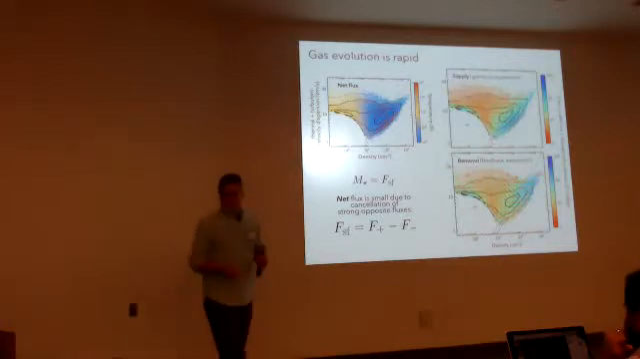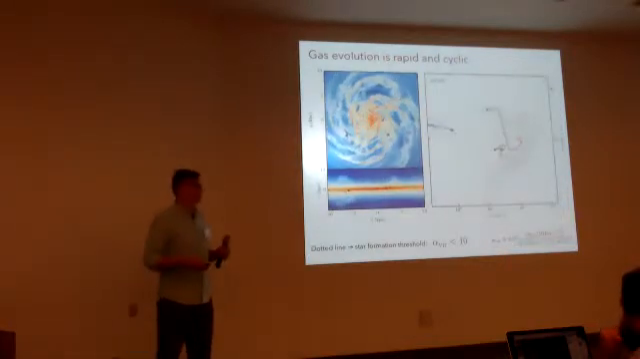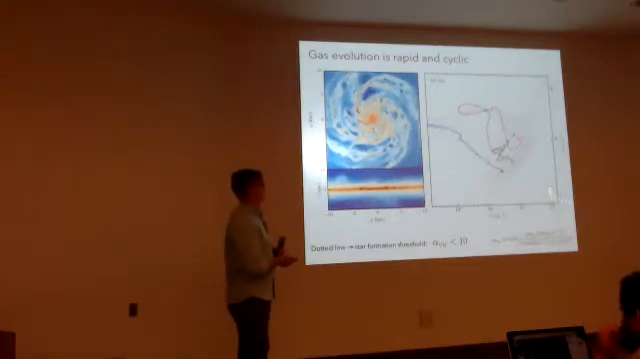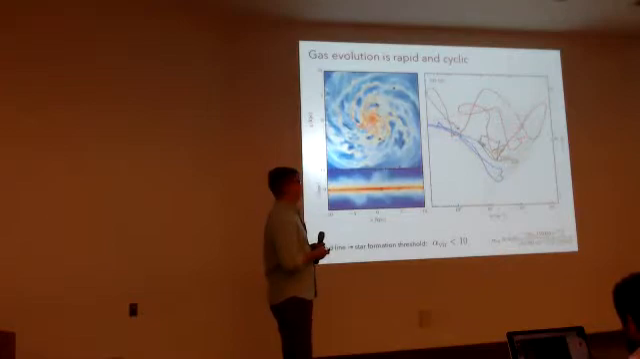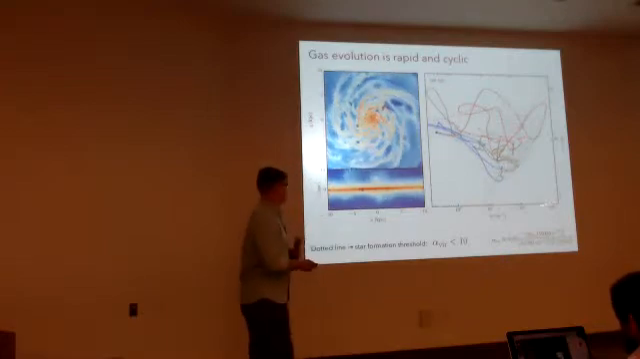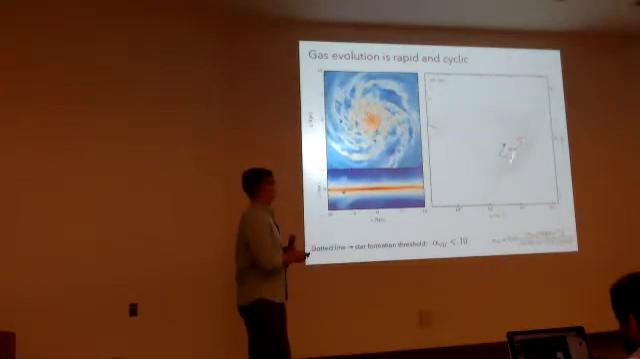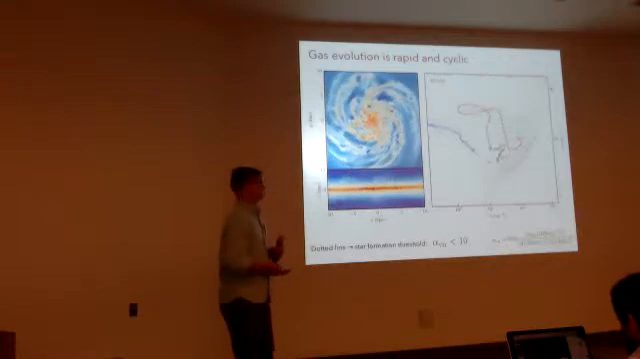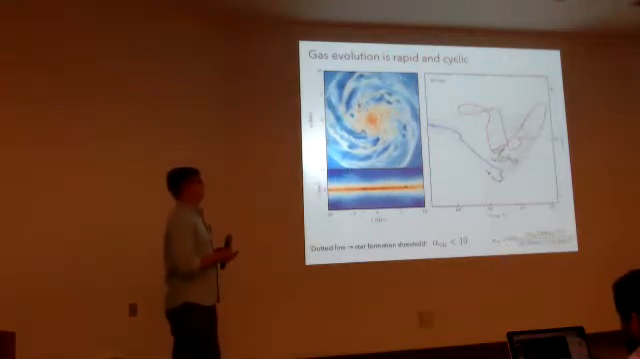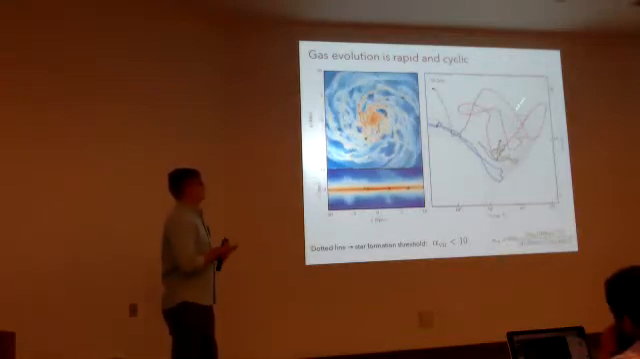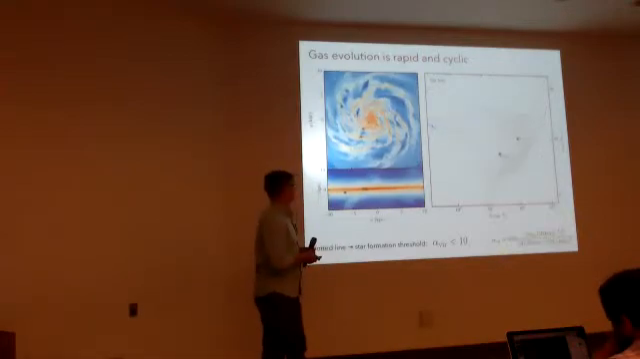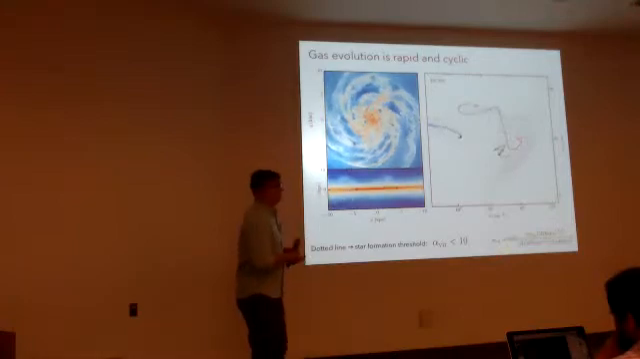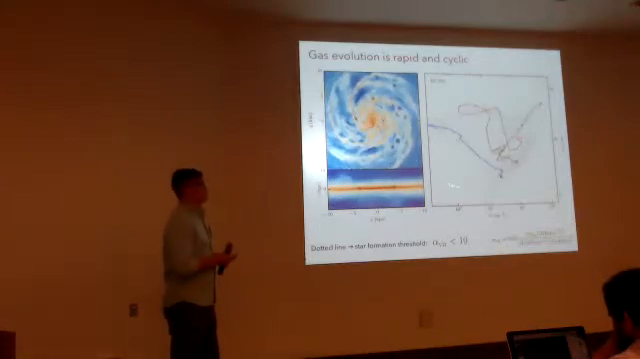So if you were an atom in the ISM, this is more or less what you would do. The trajectories of individual gas parcels are very complicated in this diagram. It's the same diagram that I showed before, and gray contours show the same distribution. You see that gas parcels don't go to the star-forming state and stay there until they are converted into stars. Instead, they're going back and forth on a rather short time scale. So the gas evolution is cyclic.